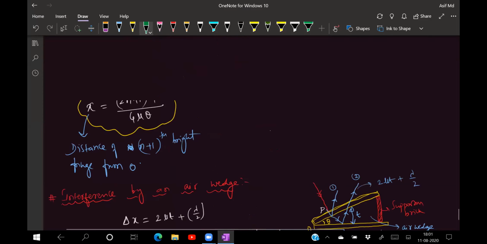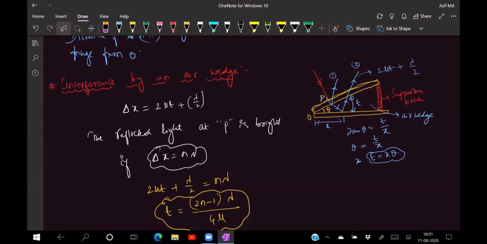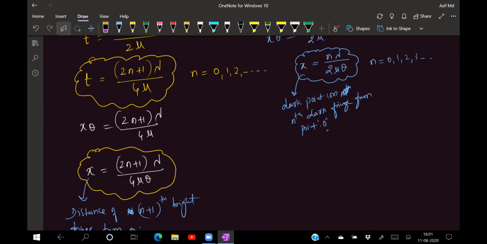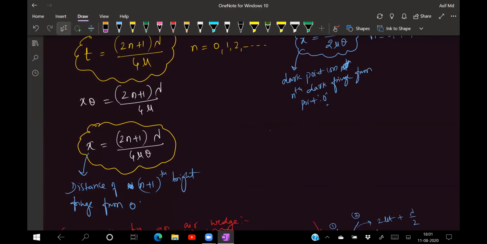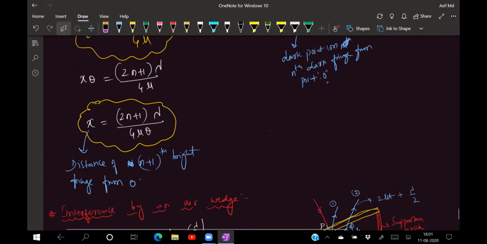So we got ultimately 4 formulas to be remembered. One is interference by an air wedge, another is interference due to the wedge conditions. When we get the distance for the nth bright fringe, x is equal to (2n plus 1) into lambda by 4 mu into theta. Whereas for the dark point, x is equal to n lambda by 2 mu into theta.